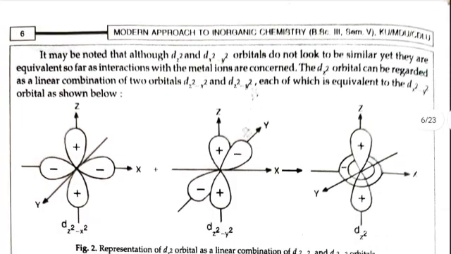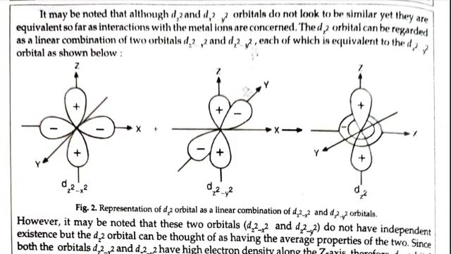It may be noted that although the dz² and dx² − y² orbitals do not look similar, yet they are equivalent so far as interaction with the ligands is concerned. The dz² orbital can be regarded as a linear combination of two orbitals, dz² − x² and dz² − y², each of which is equivalent to the dx² − y² orbital as shown below.